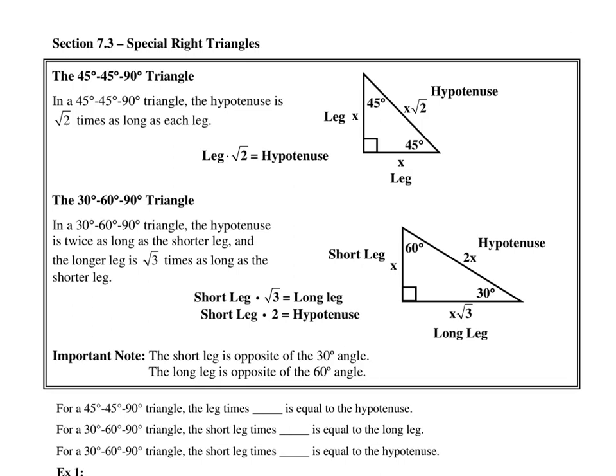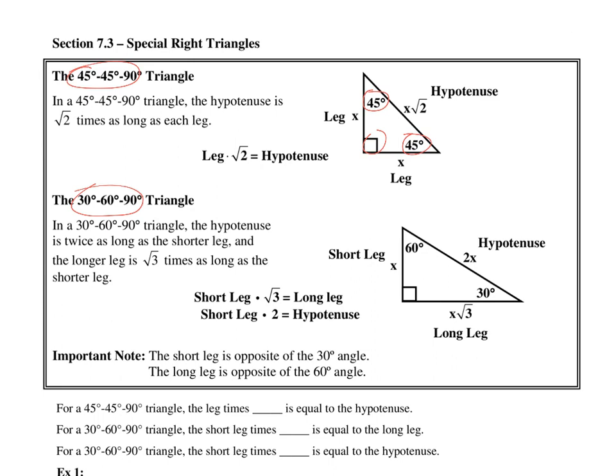All right, starting lesson 7.3, special right triangles. There are two special right triangles: the 45, 45, 90 and the 30, 60, 90. What does that mean? It means the angle measurements are 45, 45, and 90. If you have a triangle with those angle measurements, the side lengths have a special relationship.